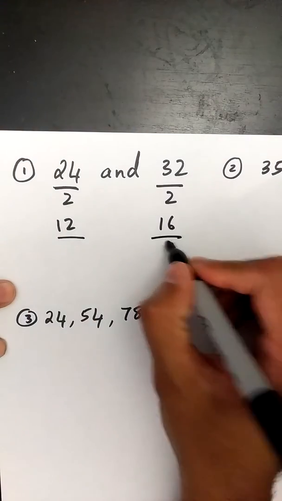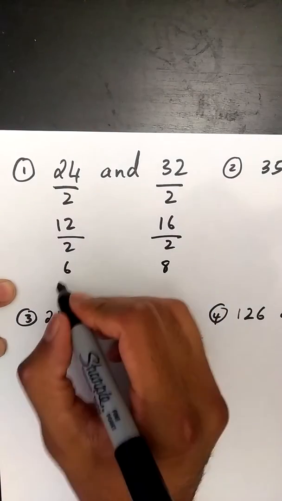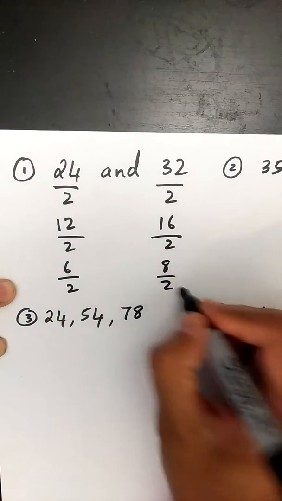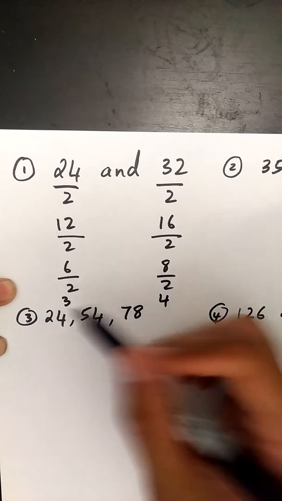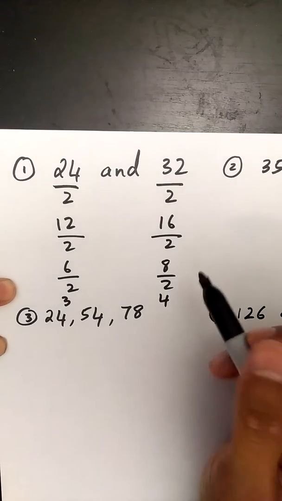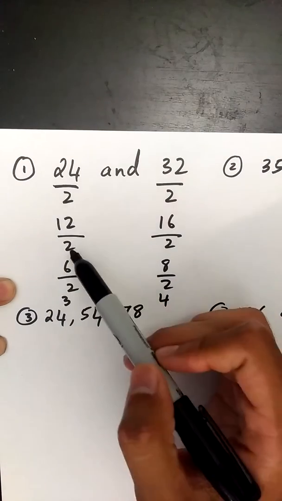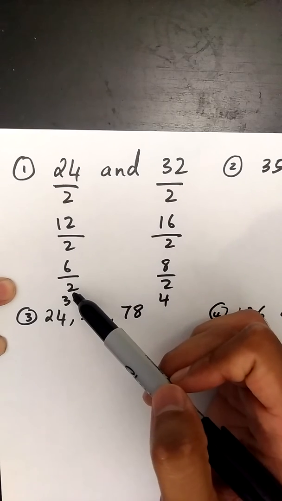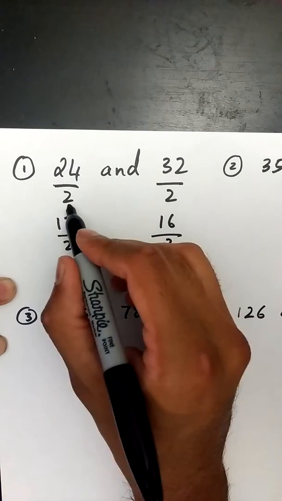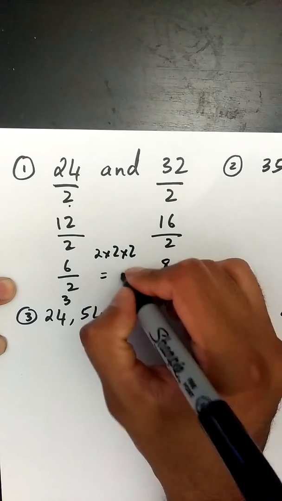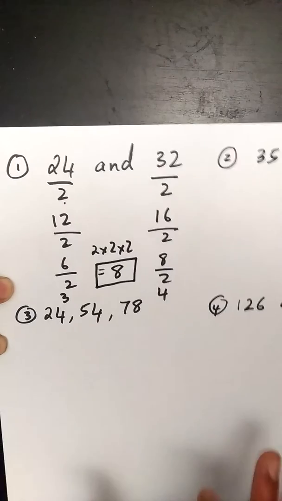So again, I can divide both of these by 2. That's 6. That's 8. Again, I'm going to divide them by 2. That's 3, and that's 4. At this point, I cannot divide 3 and 4 anymore by the same number, so I can find my greatest common factor. I'm just taking the numbers that I divided by and multiplying them all together. So in this case, it's going to be 2 times 2 times 2, which is 8. The greatest common factor is 8.